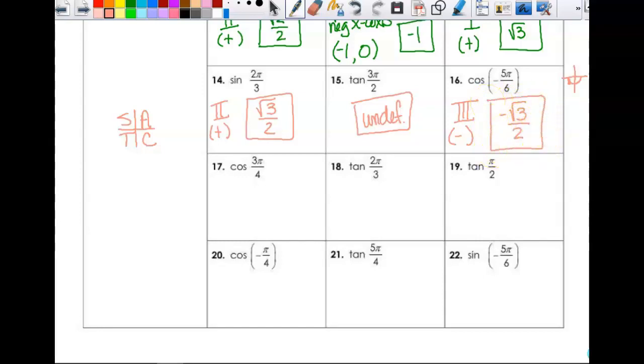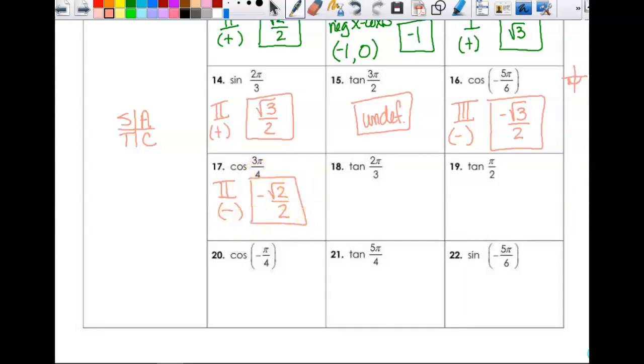All right. Swazi, what did you get for the cosine of 3 pi fourths? Okay. Sure. Very good. Negative square root of 2 over 2. All right. Everybody good so far?